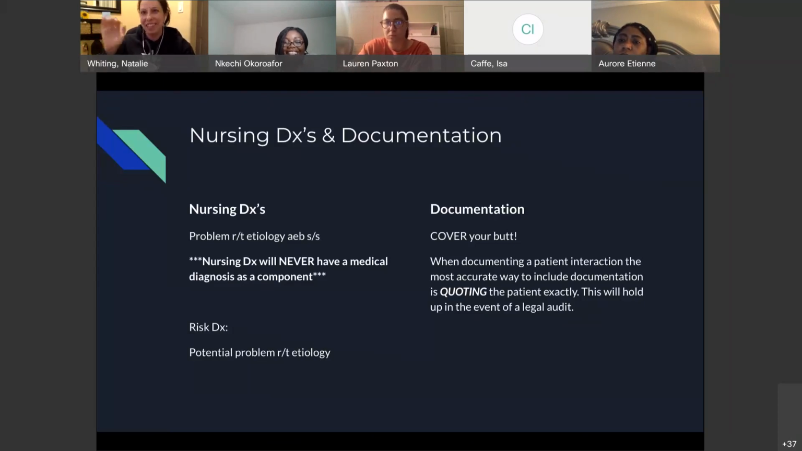Usually you see all this stuff in a drop down menu when you're documenting. So don't get too concerned about memorizing all of the NANDA approved nursing diagnoses. There are certain ones that stick with you, like imbalanced nutrition. There's a bunch. I've had a long day. But basically, you'll use your nursing judgment on what they could potentially be at risk for.